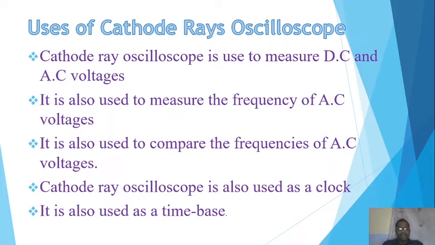Then number three, the oscilloscope is also used to compare the frequency of AC voltages. When we have two voltage sources with different voltage and frequency, the oscilloscope plays a very good role in comparing the frequency of such voltages.